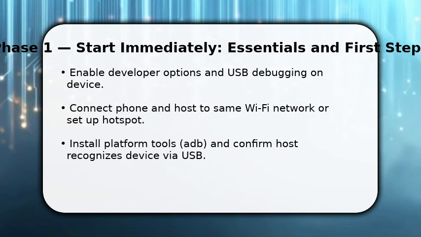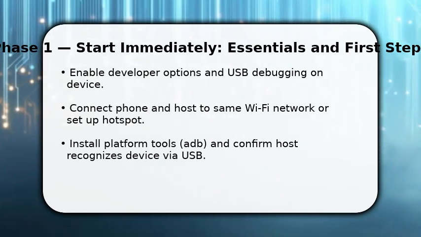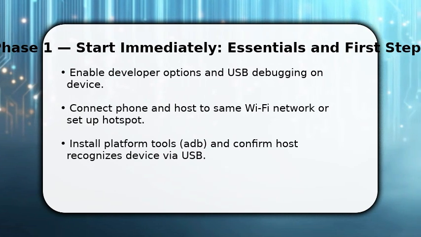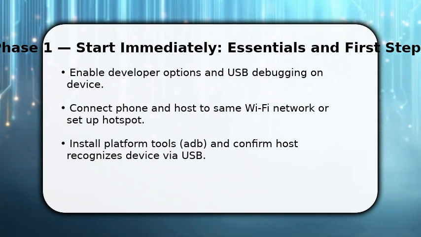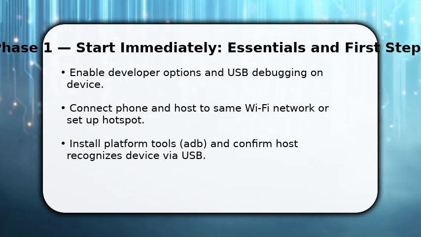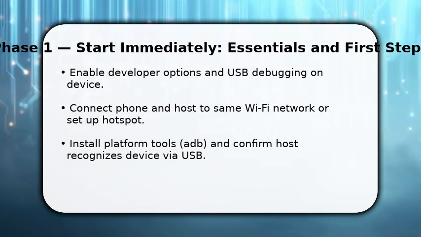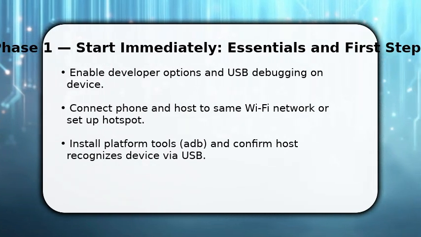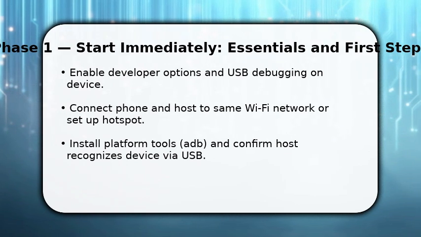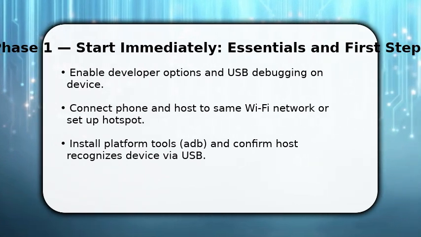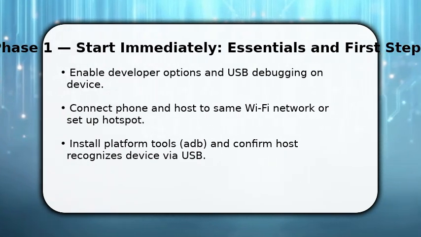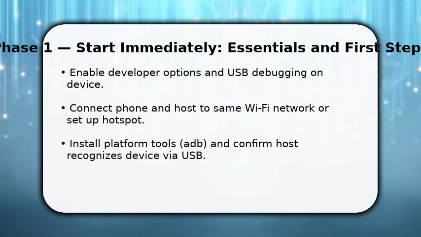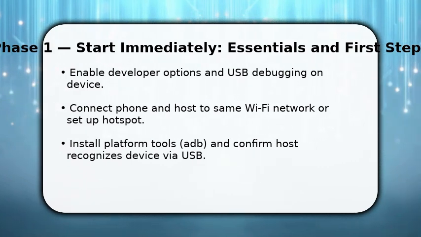Enjoy the video. You start by preparing both devices: enable developer options and USB debugging on the phone so adb can talk. Connect the phone and your computer to the same Wi-Fi, or use the phone as a hotspot if needed. On your host, install platform tools and plug the device in by USB to verify visibility with adb devices. Once done, note the device IP shown in adb shell ip route or settings. This IP is what you will use for the wireless connection.